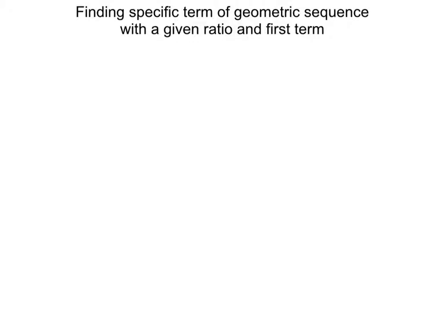Alright, this topic's called finding a specific term of a geometric sequence with a given ratio and with a given first term. There's a lot of words in that title that might not mean a whole lot to you. So let's start with what a geometric sequence is.